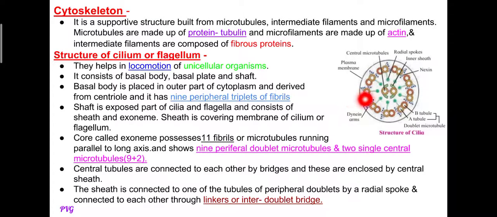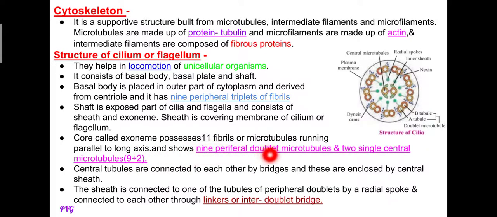It consists of basal body, basal plate, and shaft. Basal body is placed in the outer part of cytoplasm and derived from the centriole, and it has 9 peripheral triplets of fibrils. These are total 9 triplets. And shaft is the exposed part of cilia and flagella, which consists of sheath and axoneme. Sheath is the covering membrane of cilium or flagellum, and the core called axoneme possesses 11 fibrils or microtubules running. See here, these are the 9 triplets and these are the 2. Thus 9 plus 2, 11 fibrils.